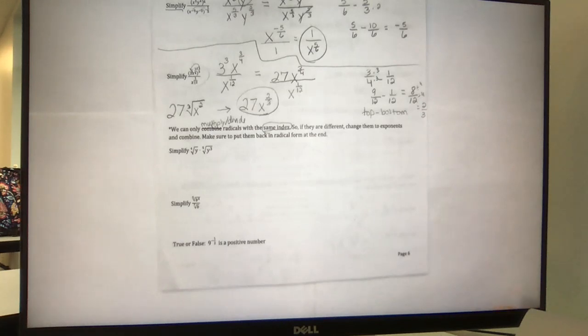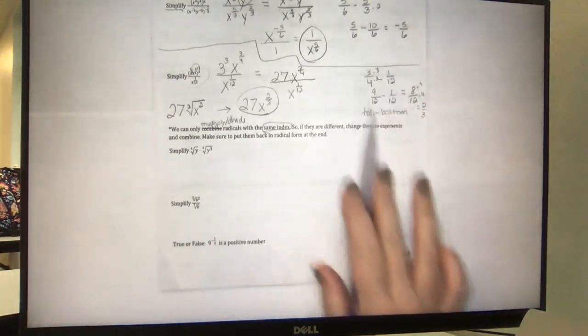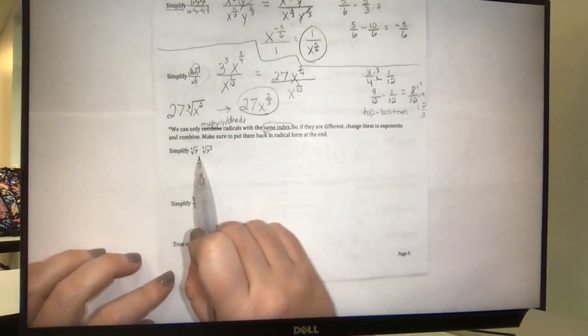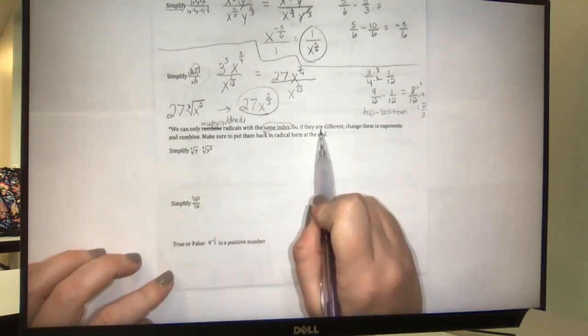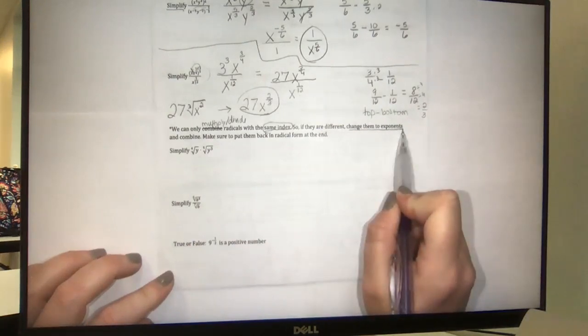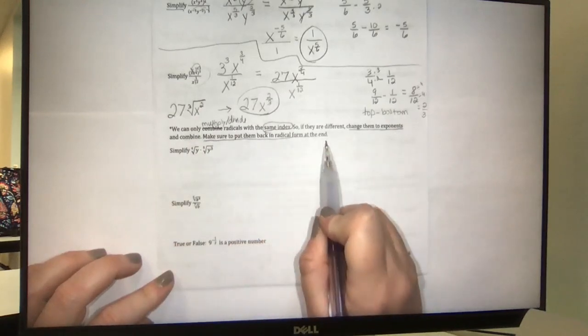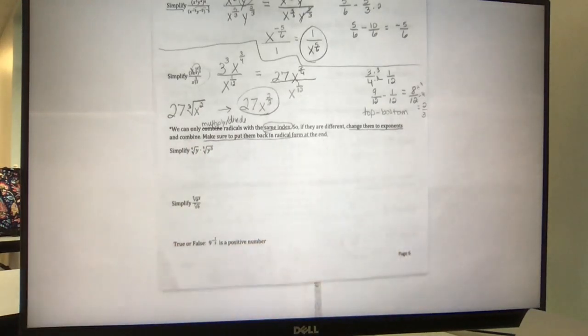Change them to rational exponents. Because if we change them into fractions, then look what we can do. We can make any two fractions combine. We can find an LCD. And then if we have an LCD, we can combine them. So that's why we're doing fractional exponents, okay? So I'm stuck if I leave it in radical form. But since they're different, I'm going to change them to exponents, combine them, but I have to make sure I put them back in radical form at the end, because remember, whatever form you start in, you have to end in that form. You can do anything you want in the middle.